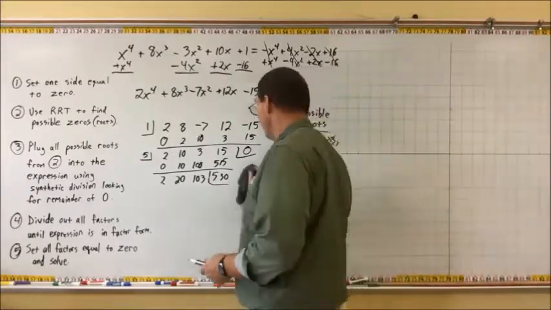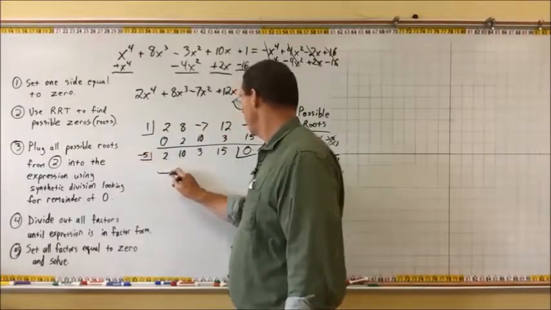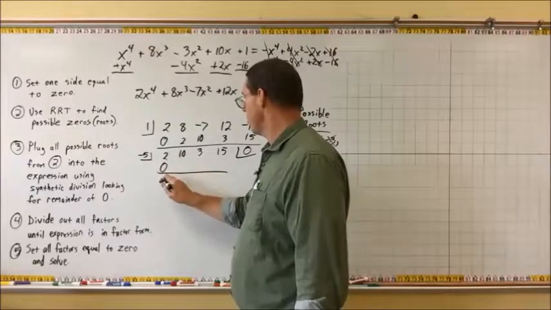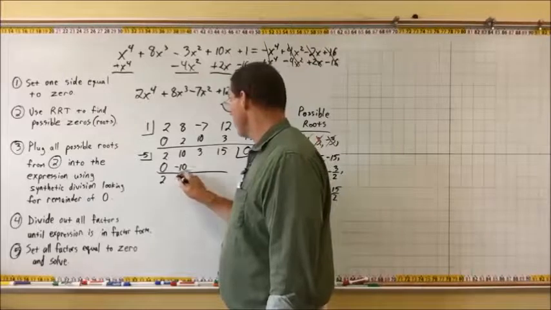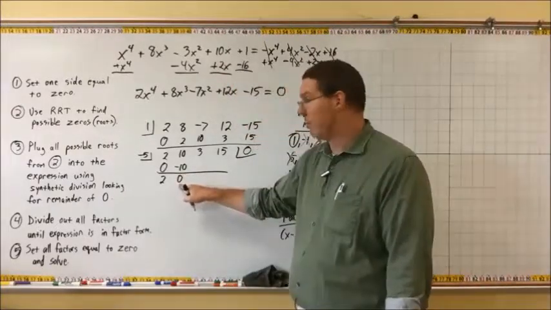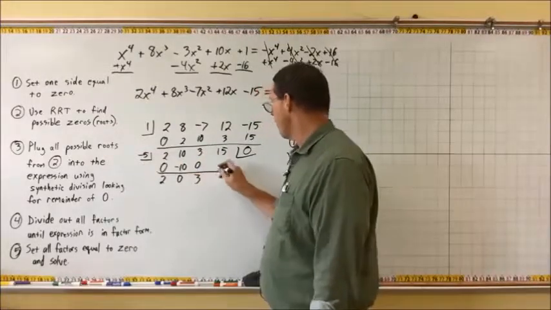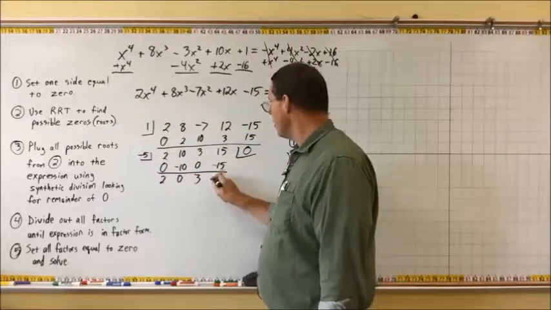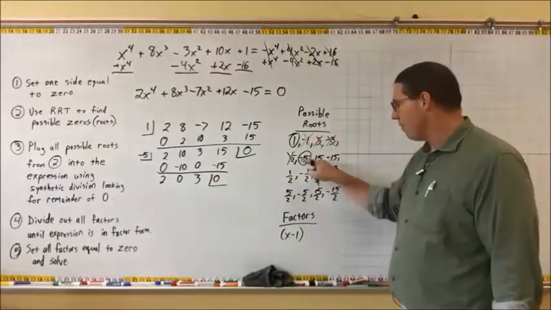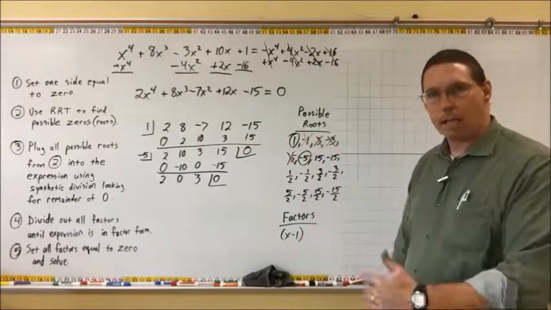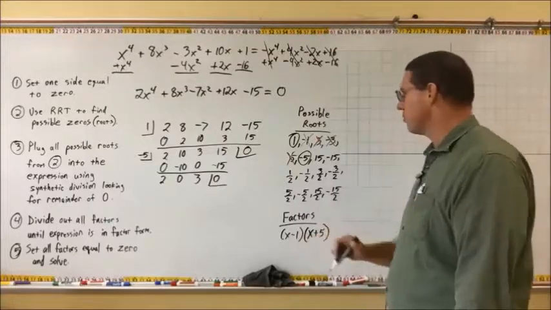Now we're going to move on to negative 5. Negative 5. Put a 0 here. 2 plus 0 is 2. 2 times negative 5 is negative 10. Negative 10 plus 10 is 0. Remember what to do with zeros in synthetic division? 0 times negative 5 is 0. Plus 3 is 3. 3 times negative 5 is negative 15. Plus 15 is 0. We found another factor. If the root is negative 5, then the binomial is x plus 5. There we go. So we've got 2 of our factors now.